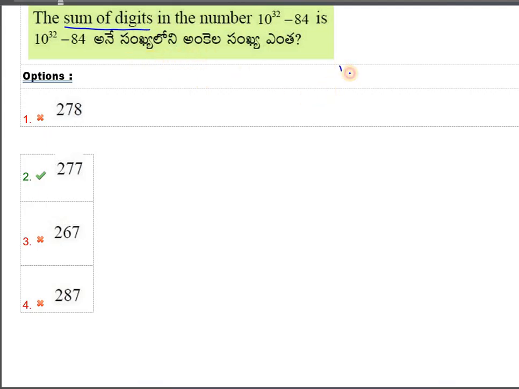For example, if you say 10 power 3, what is the value? 1000. So 10 power 3 means 1 followed by 3 zeros. Right? If we say 10 power 32, in the question what is given? 10 power 32 minus 84. So 10 power 32 means 1 followed by how many zeros? 32 zeros.